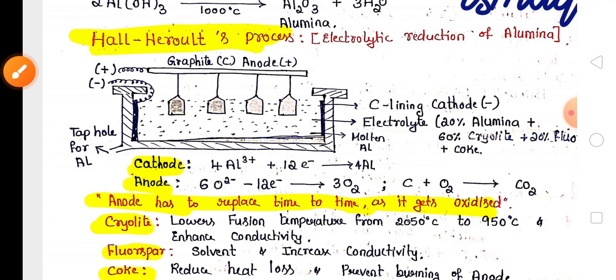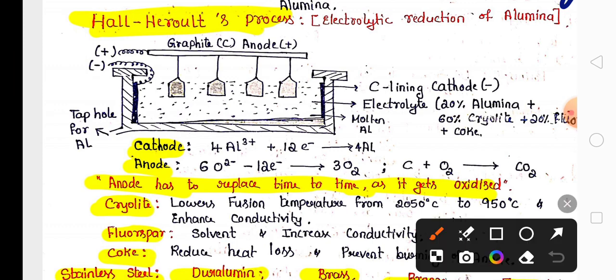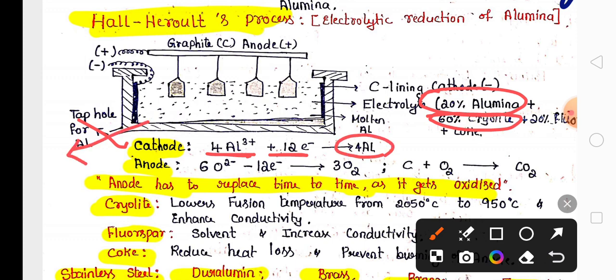So during this process we need to heat, and at that time whatever aluminium is present in alumina and cryolite converts into aluminium ion Al3+. So that gains electrons. Gain of electron is called reduction. So at the cathode, reduction takes place and it converts into molten aluminium that is removed from this tap.